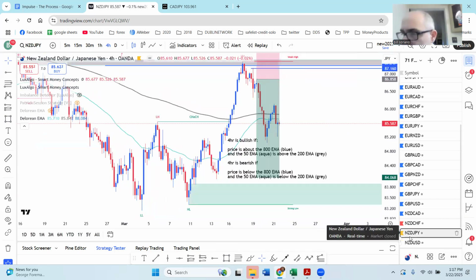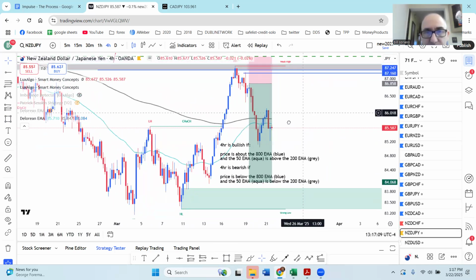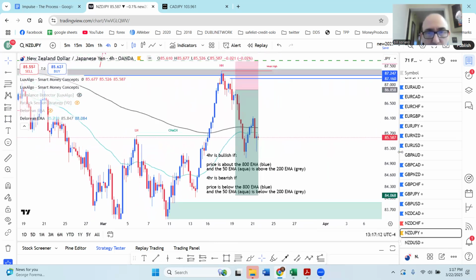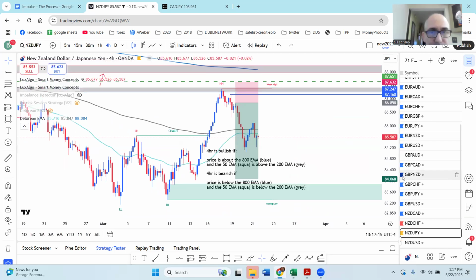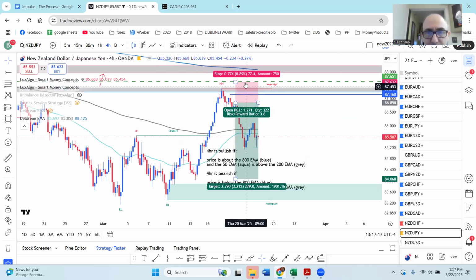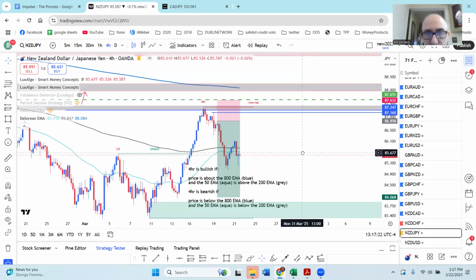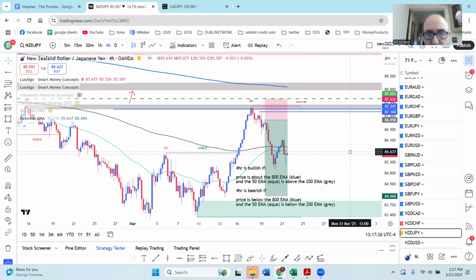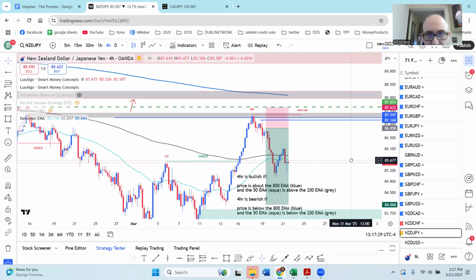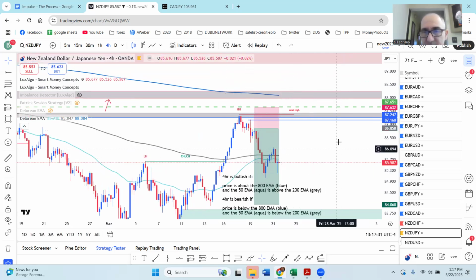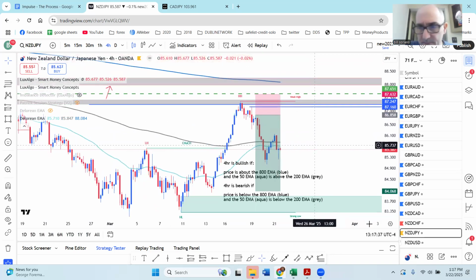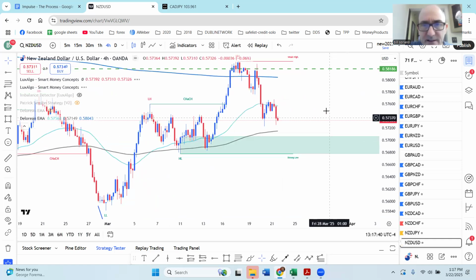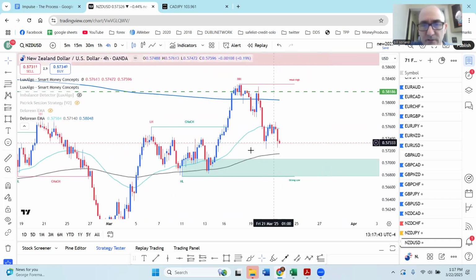NZDJPY, this one has a yellow flag, which means the point of interest was hit, right? But we weren't able to get a trade to go off here. Okay, but we did set up a trade outline for it. But right now, this would be a trade that we can look at. So I'll set this up to see if this is something we should be looking at for next week. Let me just go back to this. NZD/USD. This now, as you can see, price is below the 800, but the 50 is above the 200. So we're staying away from that pair.